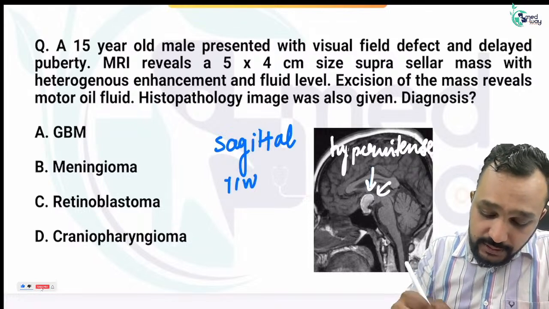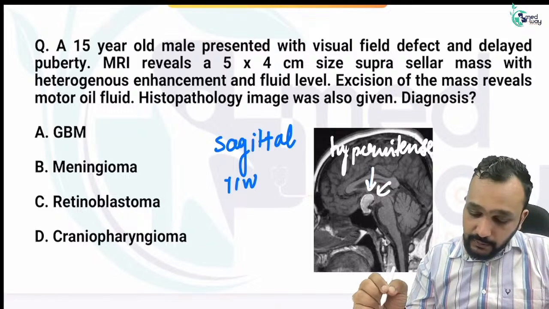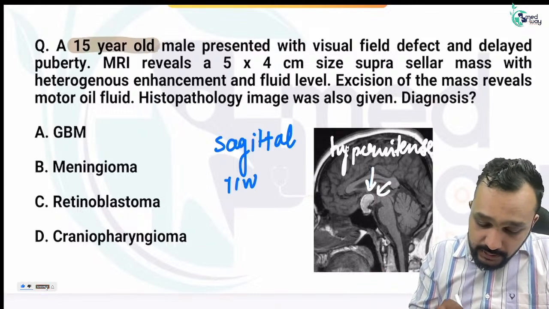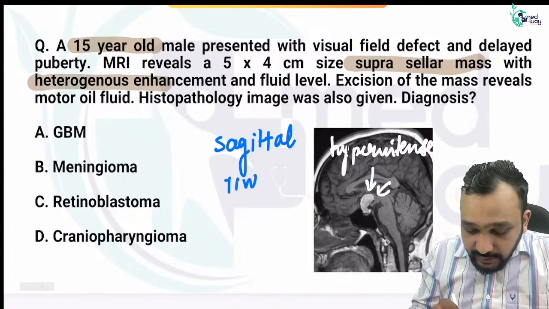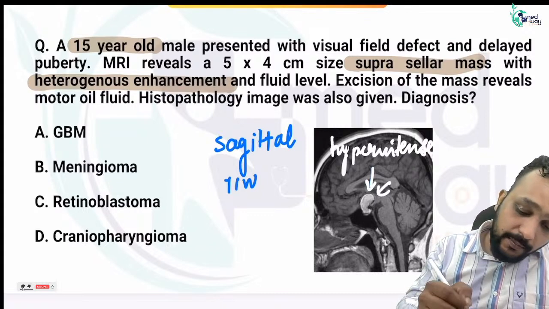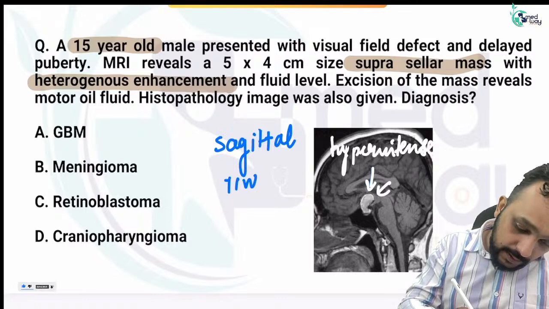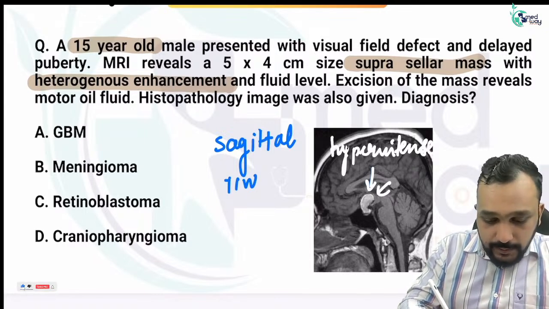So these are the few structures which appear bright on T1 weighted images. Now the question is, a 15-year-old child with a suprasellar mass with heterogeneous enhancement. If I talk about pituitary adenoma, it is going to show a homogeneous enhancement.